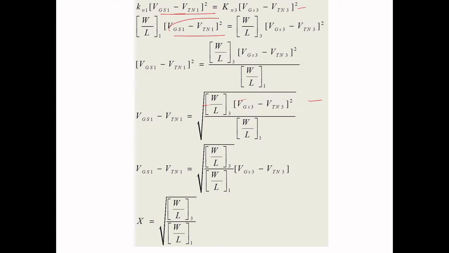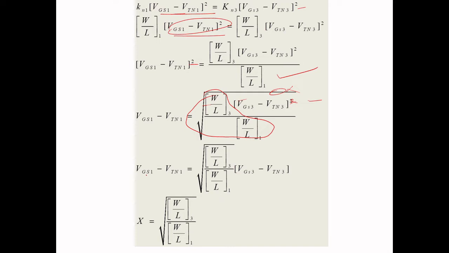If you rearrange this equation, W/L3 (Vgs3 minus Vtn3) whole square will come down, right? Then I am bringing this square to the right side, so it becomes (W/L3)(Vgs3 minus Vtn3) squared divided by W/L1. Then this square and this square will get cancelled.